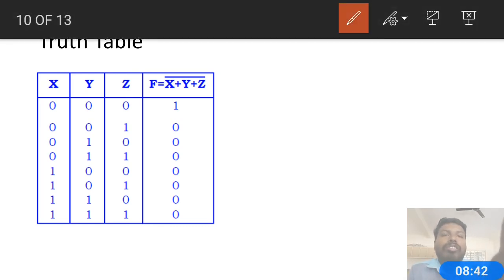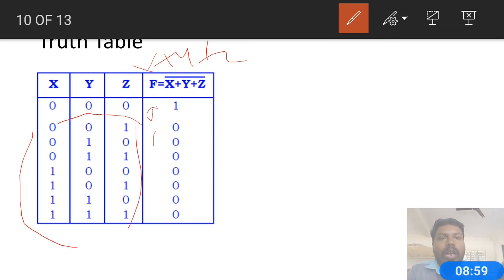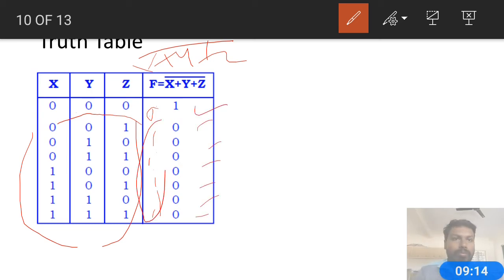See, too simple. For 0 0 0, what will be the output in the OR gate? First we will see the OR gate, x plus y plus z. Here we check 0 plus 0 plus 0, only 0 output will come. Next 0 0 1, output 1 will come. You can see in the remaining inputs, a 1 is present, so in all the other outputs we will have 1. Now we have to take the complement of x plus y plus z. 0 complement 1, and 1 complement 0, so in all other cases the output is 0.